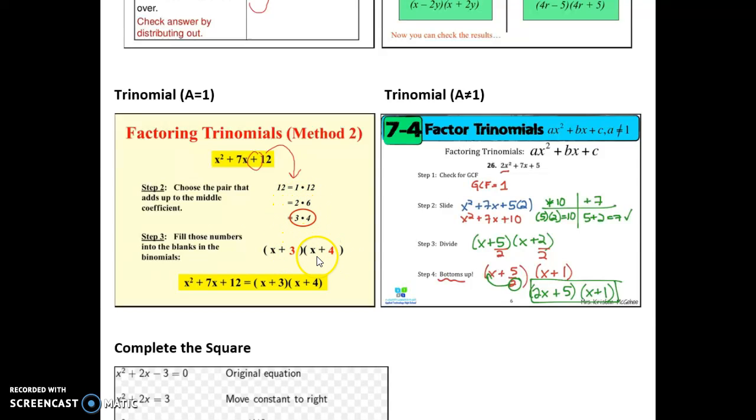This is the Dylan Brown look. He likes to do the little number first and the big number second. I like it the other way around, but either way, it doesn't really matter as long as you have the correct signs that go with it.